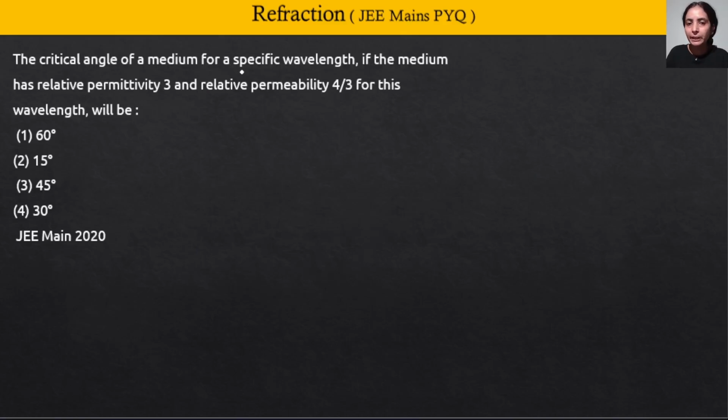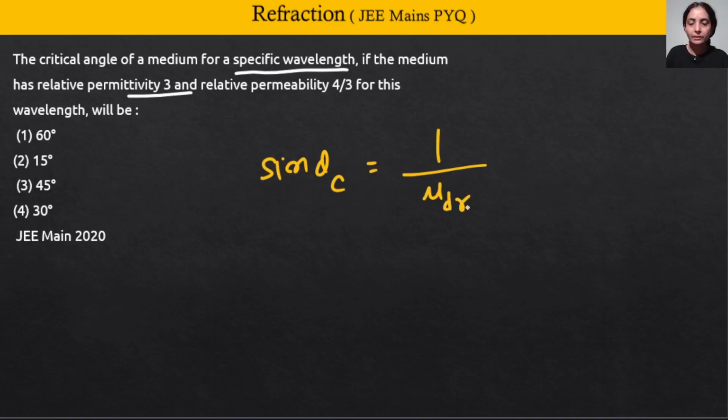The critical angle of a medium for a specific wavelength, if the medium has relative permittivity 3 and relative permeability 4 by 3 for this wavelength, will be. So what will the critical angle be? Do you know what we write for the critical angle? We write 1 by mu dr. Here nothing is mentioned about the refractive index of the rarer media, so we will treat it like light is traveling from that medium to air or vacuum. Okay, so we take 1. So this is 1 by mu d, and how can mu d be written? Relative permeability and permittivity are given, right? So how can we find mu d?